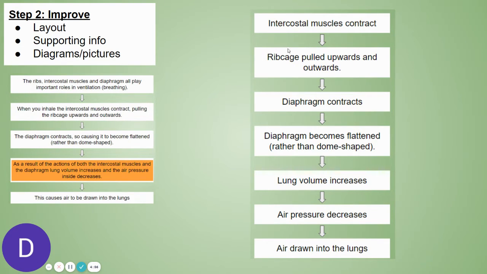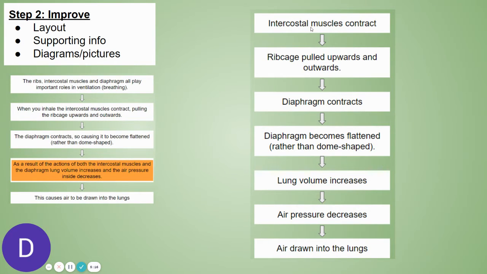So it's a consequence of this step and this step that together result in the lung volume increasing. So really, we shouldn't say this implies at the moment that the rib cage being pulled upwards and outwards causes the diaphragm to contract, and that's not true.